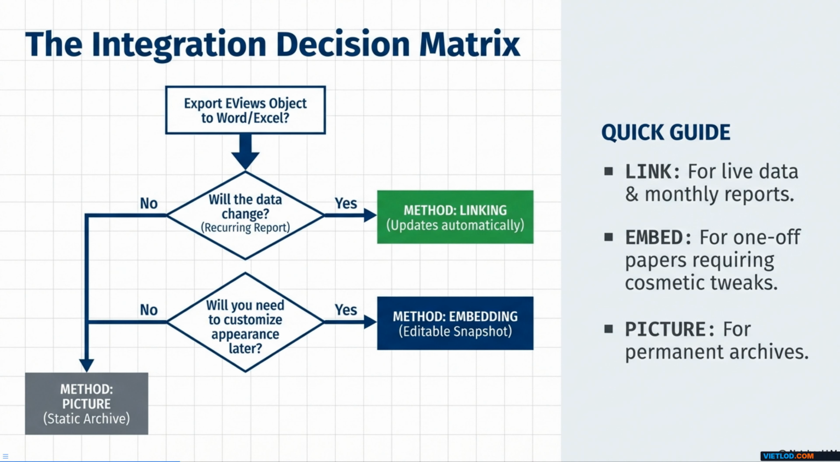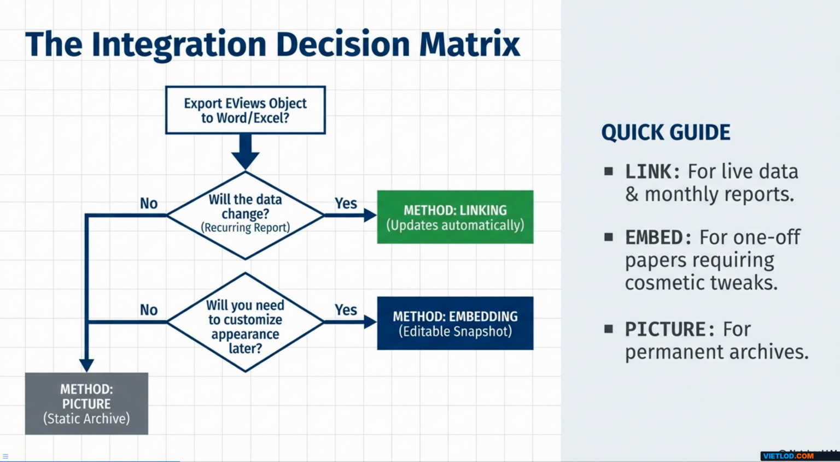This slide presents the Integration Decision Matrix, a flowchart designed to help you choose the most appropriate method for integrating EViews objects into Word or Excel. The decision process starts by asking if you intend to export an EViews object. The first key question is, will the data change, especially if it's for a recurring report? If the answer is yes, then the recommended approach is method, linking, which ensures updates occur automatically.